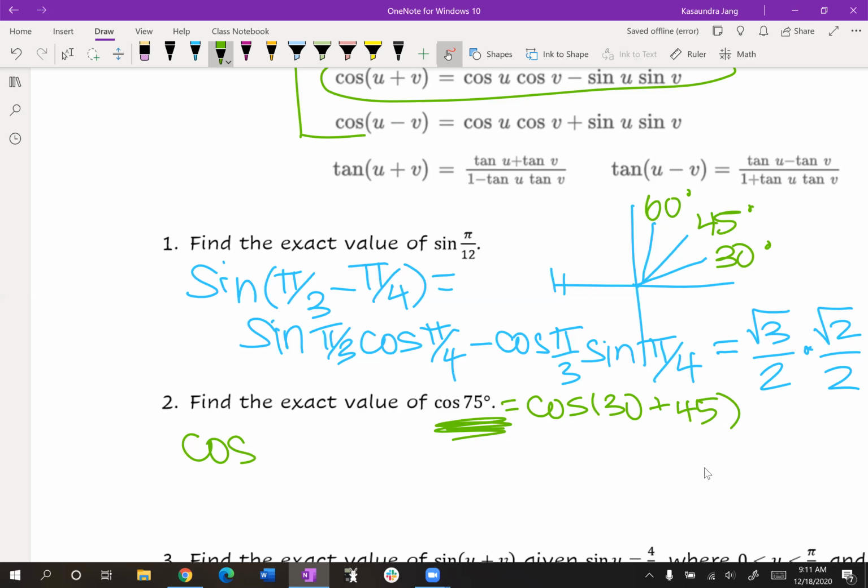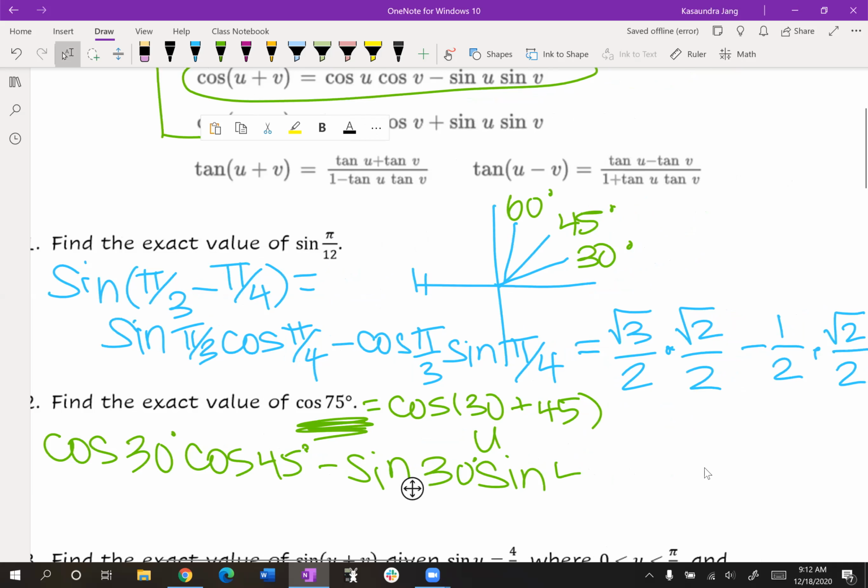So the u in this case is the 30, the v is the 45. So I'm going to do cosine of u, so cosine of 30 degrees times the cosine of the v, the 45 degrees, minus sine of the u, which u was 30 degrees, and then sine of the v. Sine of the v was 45 degrees. Okay.